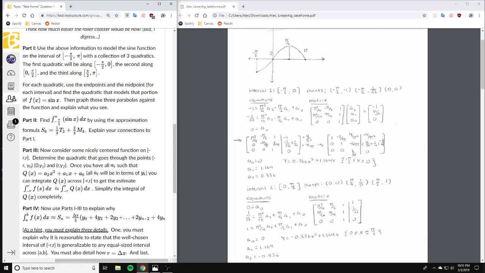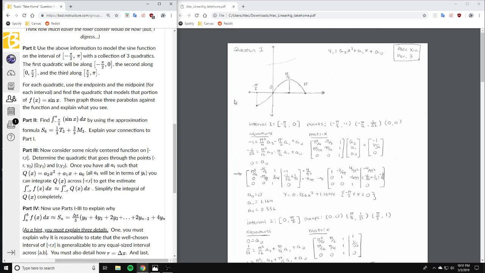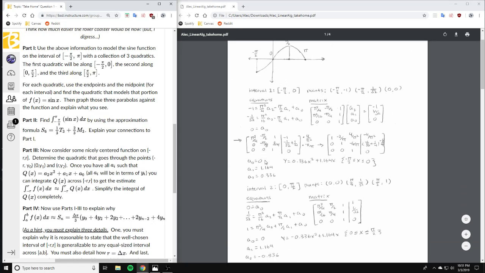You can see that A0 equals 0, A1 equals 1.164, A2 equals 0.336. We take these and put them into our equation, as it's asking us to find a quadratic for the first interval, negative pi over 2 to 0. If we look at this equation, it kind of makes sense, because if we were to extend this quadratic, it would pass through 0. So it makes sense that the A0, or C in the quadratic equation, would equal 0, meaning that it passes through the origin.